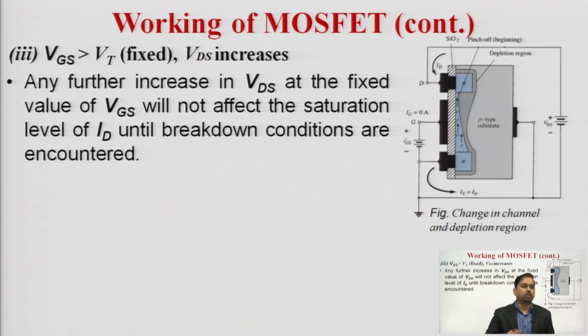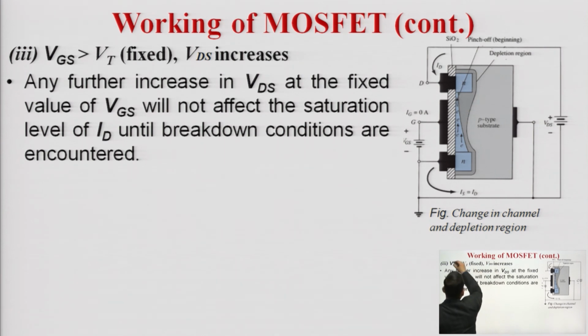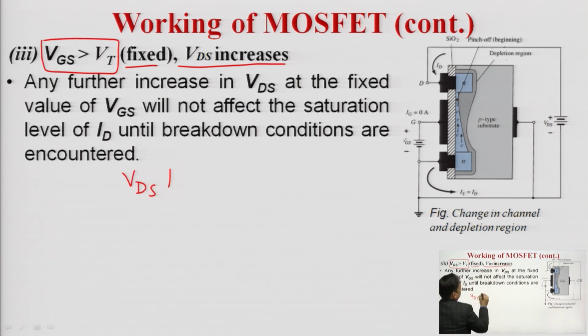For this enhancement type MOSFET to operate, the minimum condition is that VGS must be greater than VT, or equal to it. So when VGS is greater than VT, we keep it fixed and increase VDS. As VDS increases, we are aware that the drain current also increases.